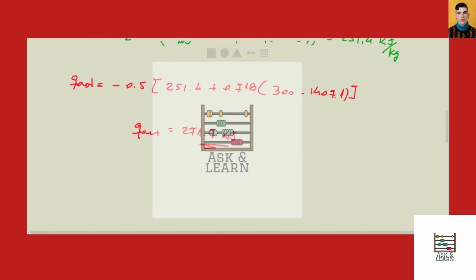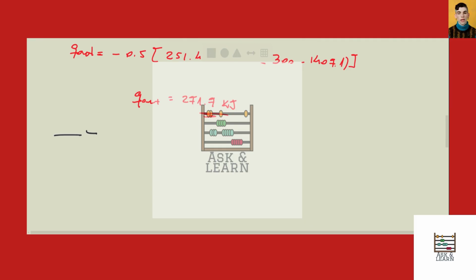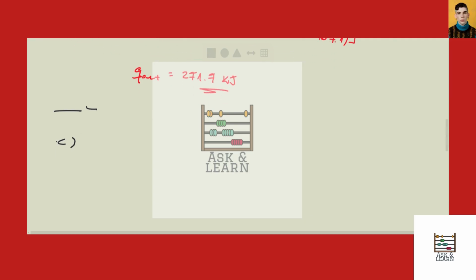And finally, item C of this problem, we have to find the efficiency of the cycle. So the efficiency, as we all know, is just 1 minus the output heat divided by the input heat. Okay, therefore this is just 1 minus 271.7 divided by 416, that is equal precisely to 34%. And that's the final answer to this problem.